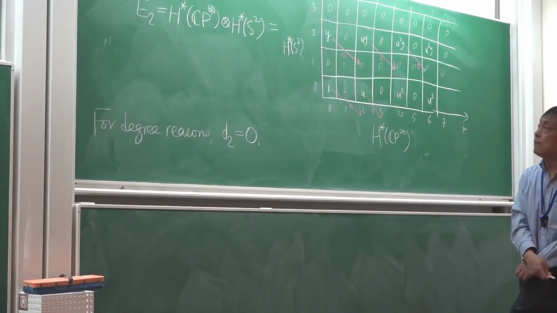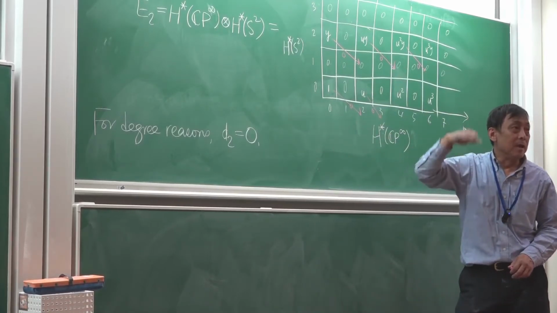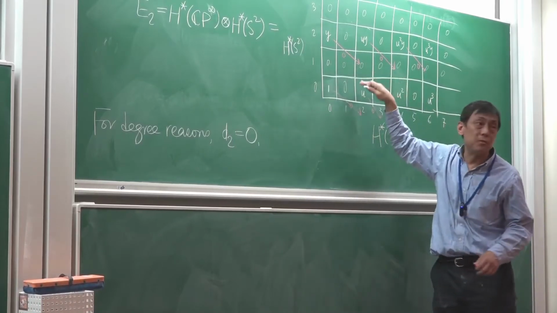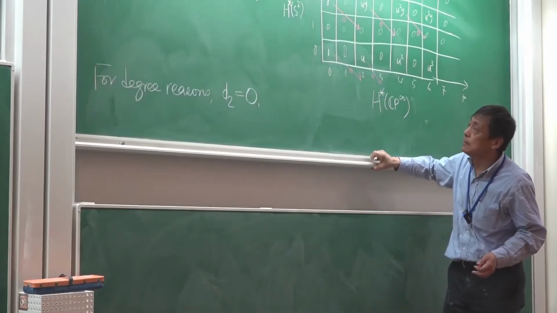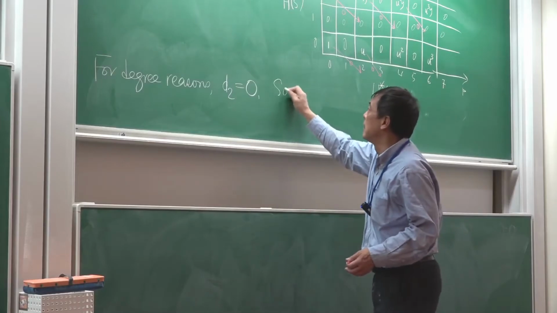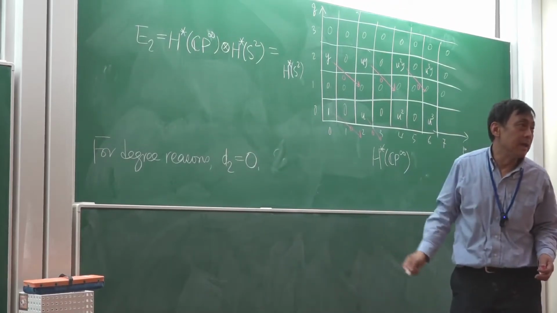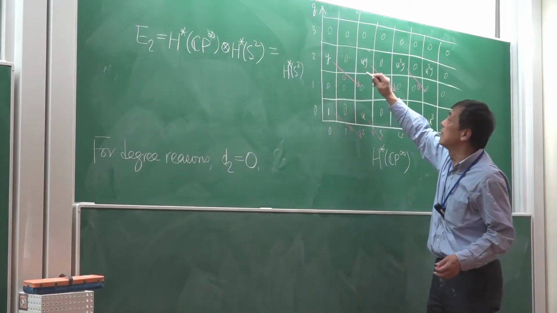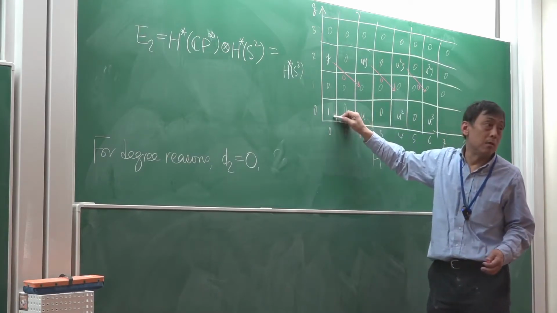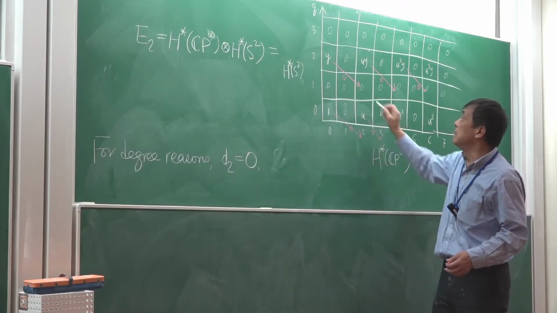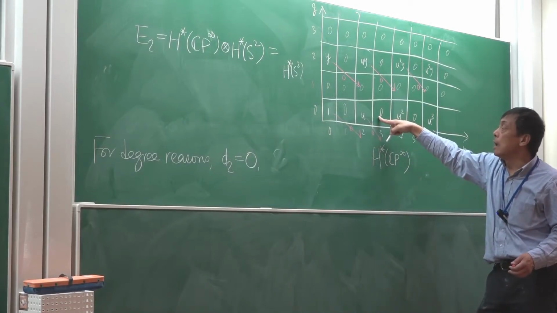It's because you have only 2 non-zero rows, and they are in even dimensions, and D2 will go into an odd row, but the odd rows are 0. So D2 is 0. Now, if D2 is 0, that means, okay, now, what about D3? Yeah, D3 is going to go down 2 and go across 3. So 1, 2, 3. D3 is going to go from here to here. And that's also 0.